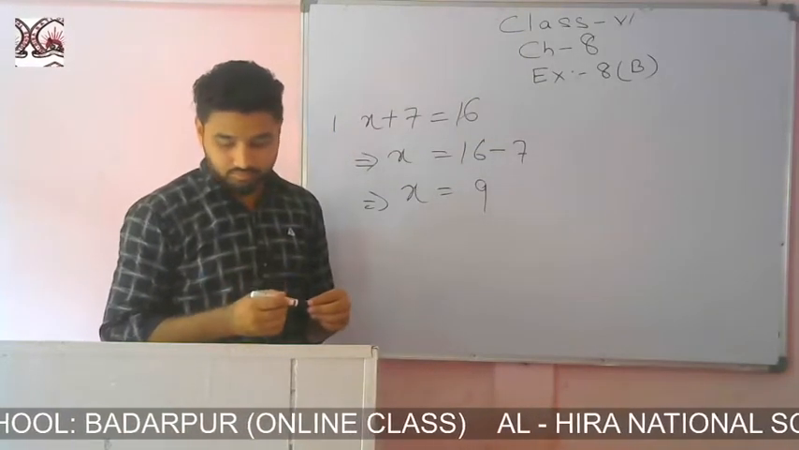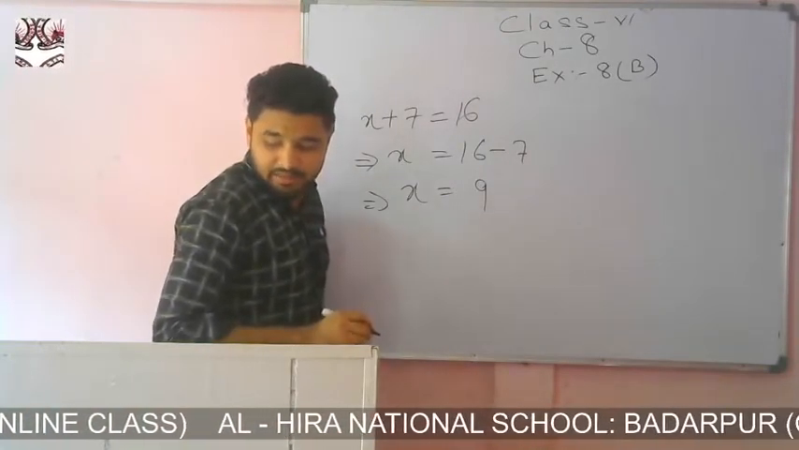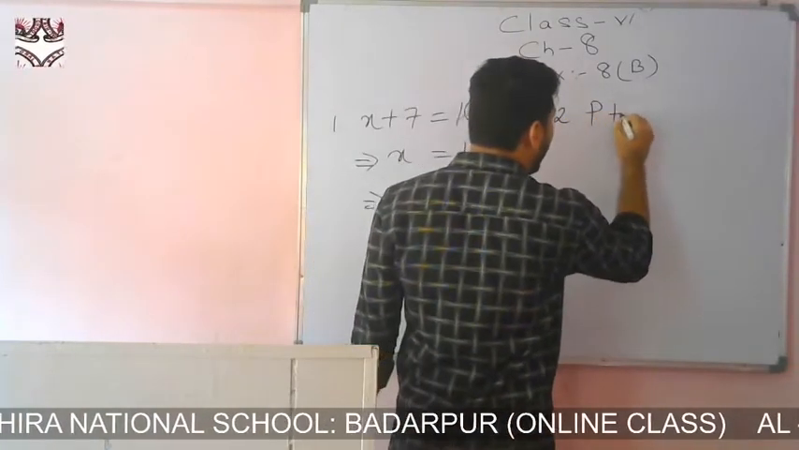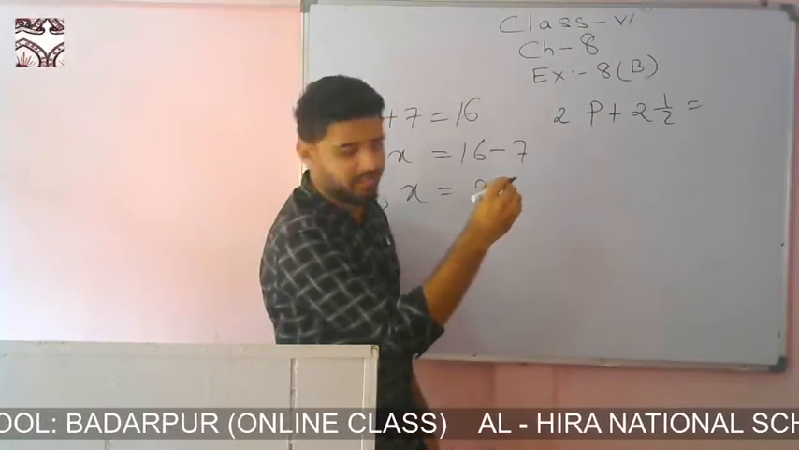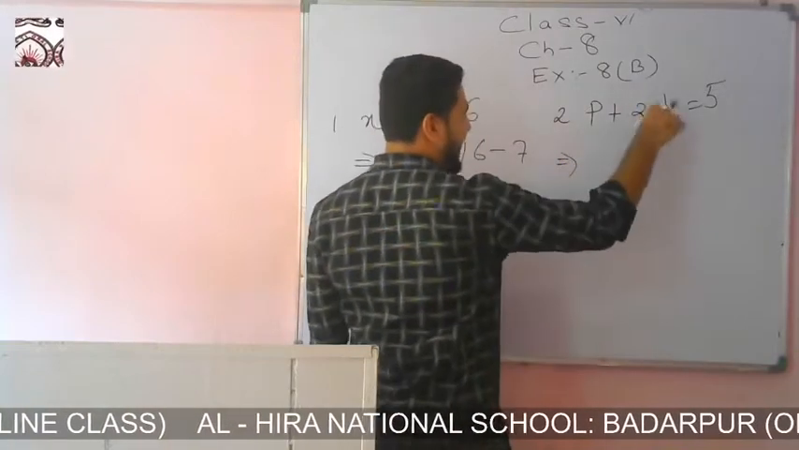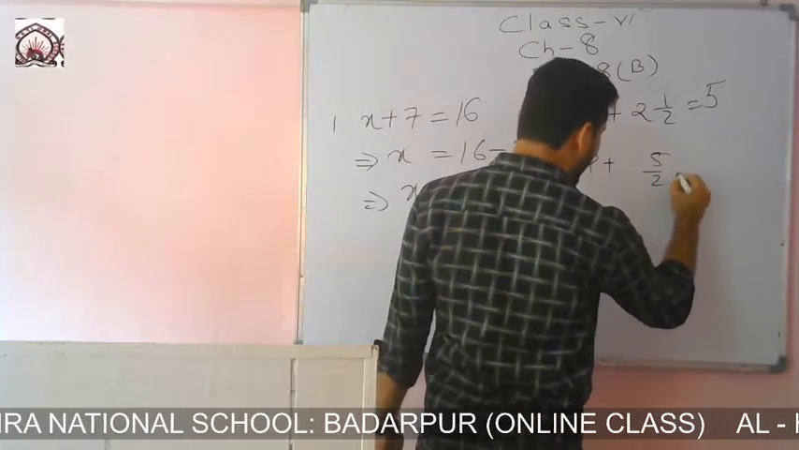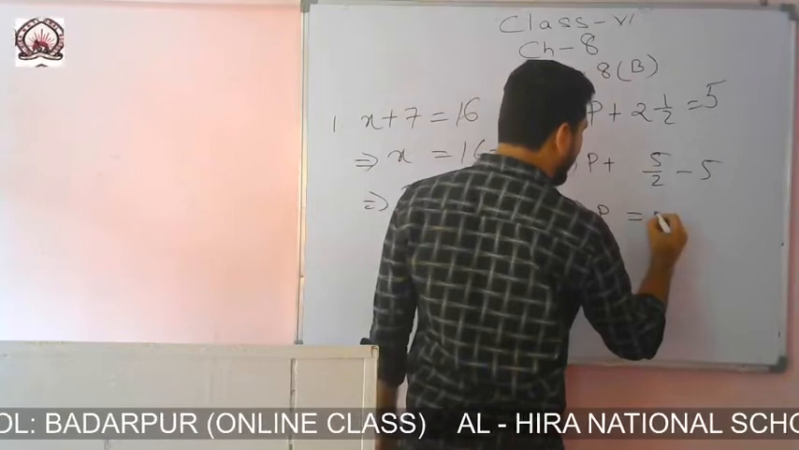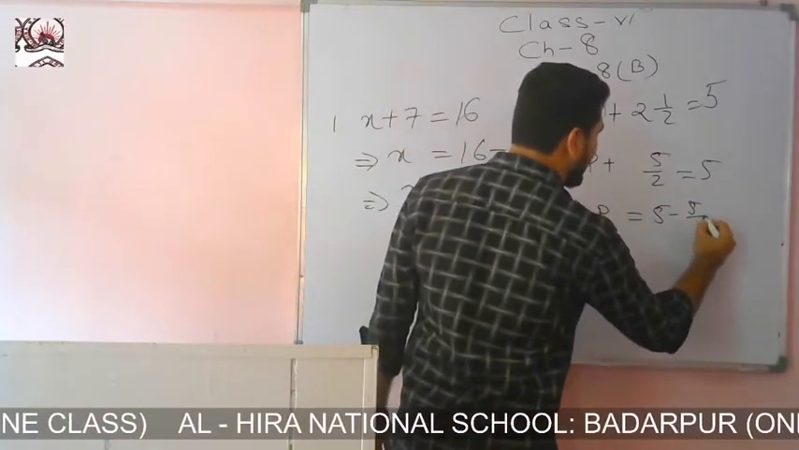Now come to question number 2, P plus 2 1/2 equals 5. We have to find P. If I break this mixed fraction, it will become 5 by 2. So P equals 5 minus 5 by 2.